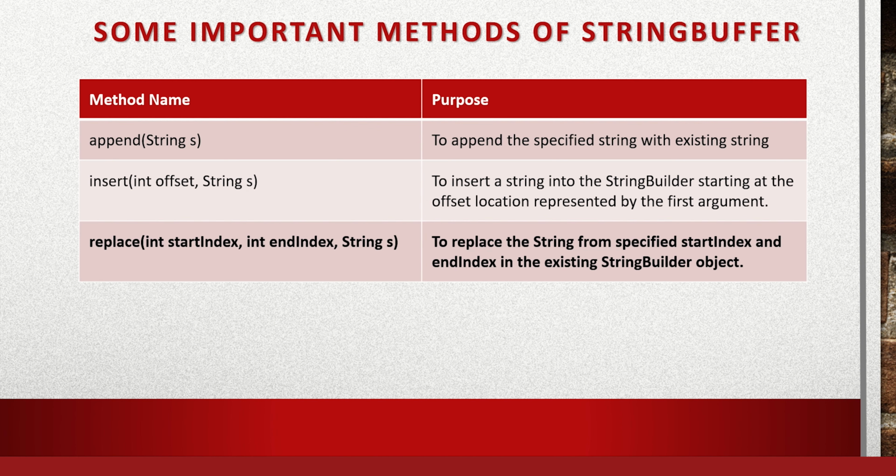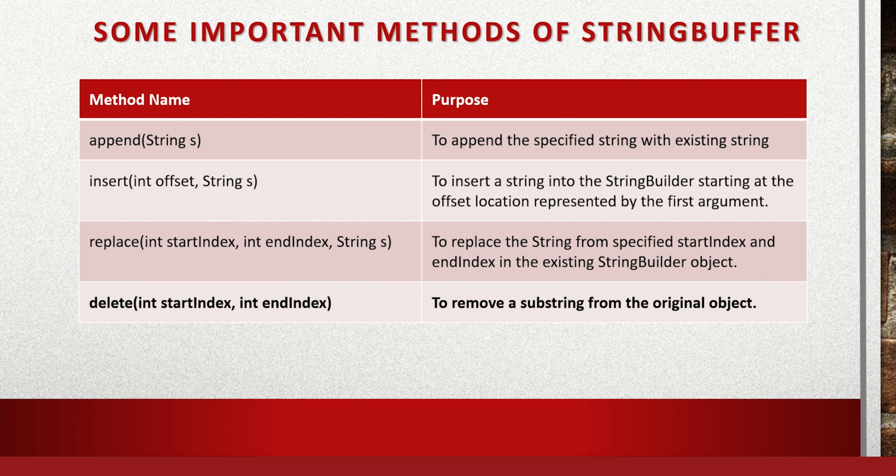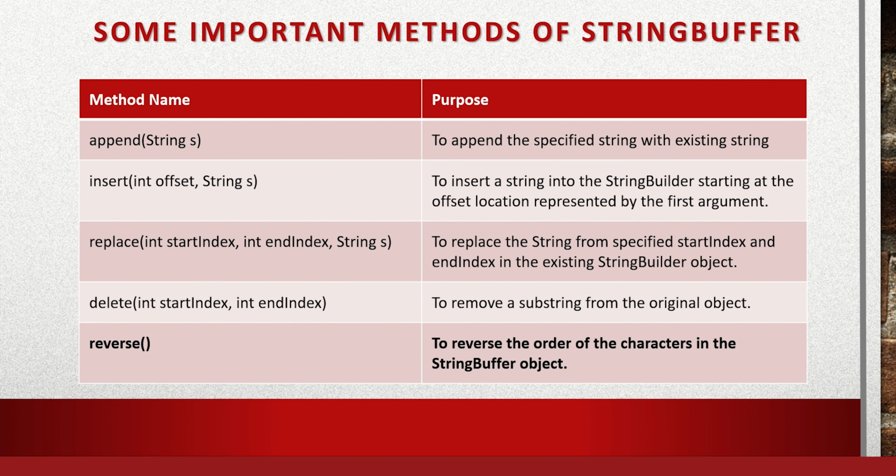Replace method with the 3 arguments, int start index, int end index, and string s, is used to replace the string from the specified start index and end index in the existing StringBuffer object. Delete method with the 2 arguments, int start index and int end index, is used to remove the substring from the original object. Reverse method is used to reverse the order of characters in the StringBuffer object.